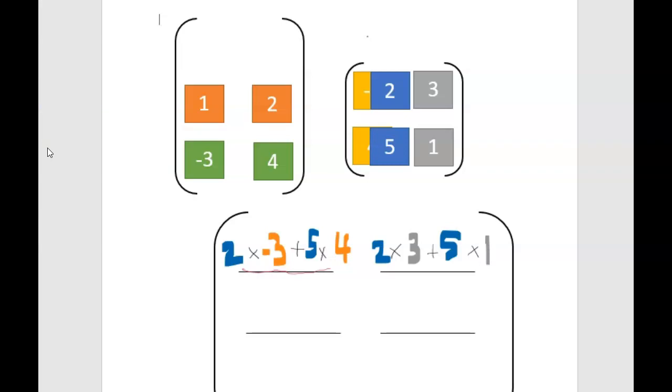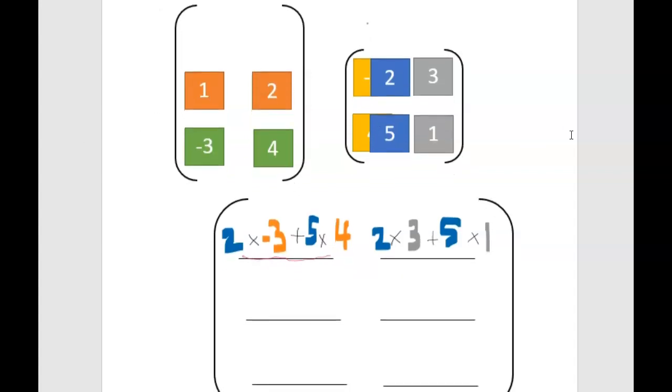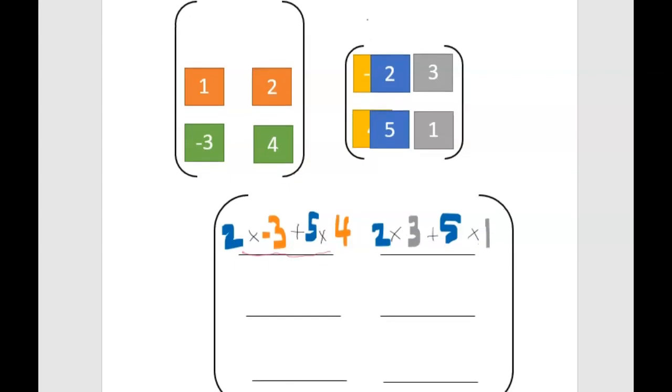Okay, so the 2 and the 5 in the first row are multiplied by the first column. That's what happened here. Then the first row is multiplied by the second column, and that's what goes here. Basically, we repeat that process until we've finished multiplying all rows by all columns. So I'm going to continue to do that.